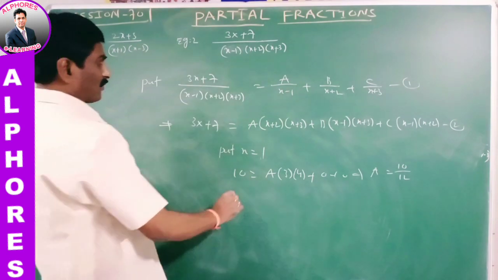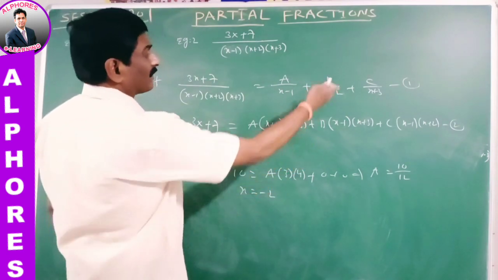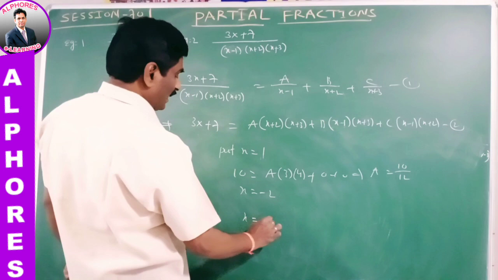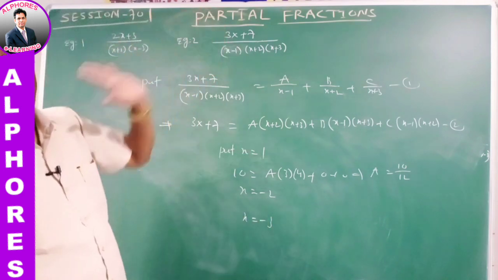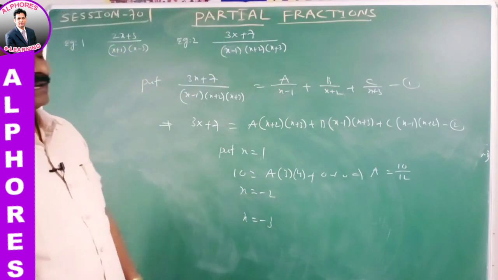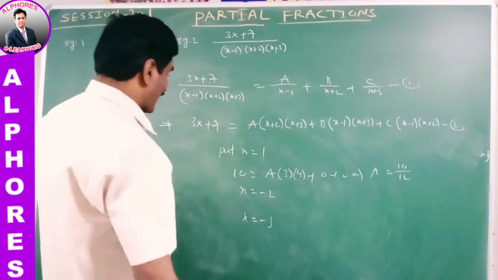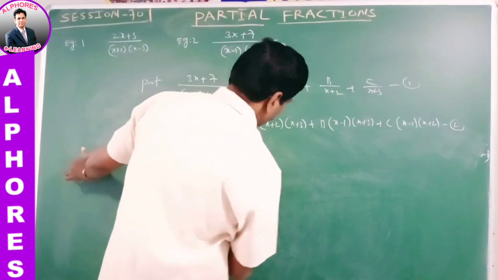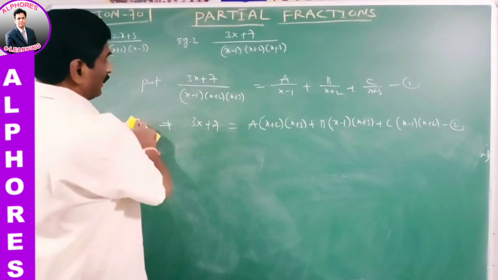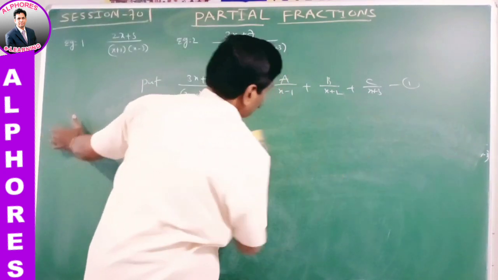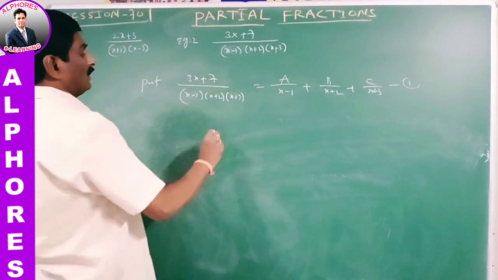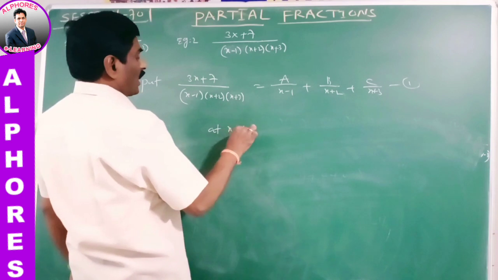Similarly, put x is equal to minus 2, we get B value. Put x is equal to minus 3, we get C value. Substitute these values in that equation. In the shortcut method, for getting A, what is the direct value at x is equal to 1? It is not necessary. Second method: at x is equal to 1, what is the value of A?